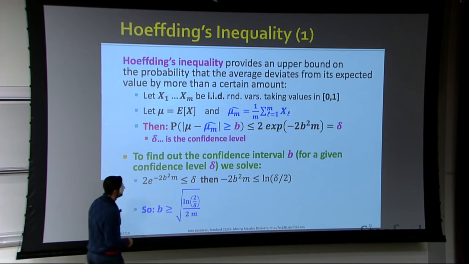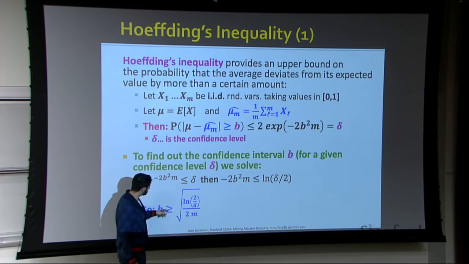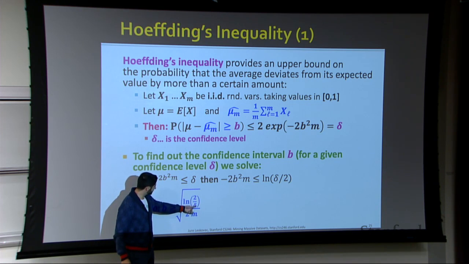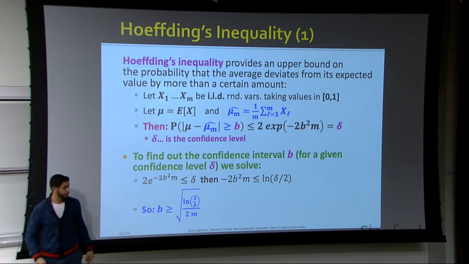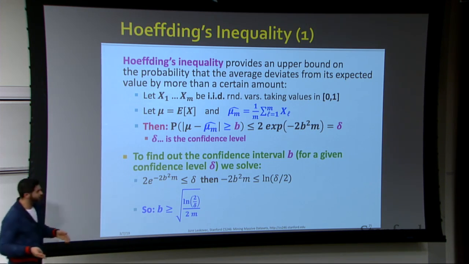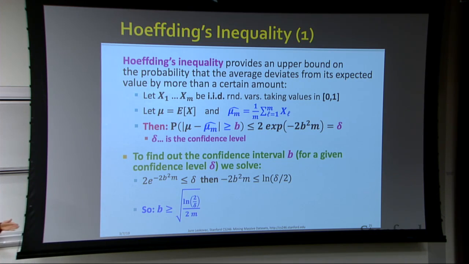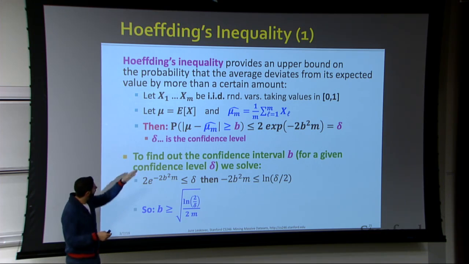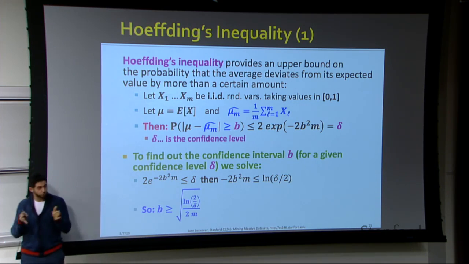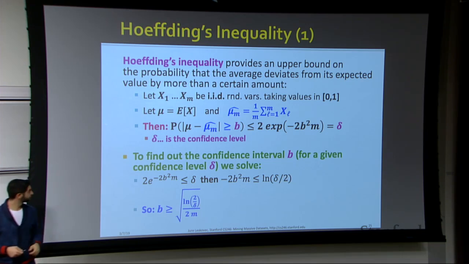for that probability. And similarly, the bigger is the confidence level that we have. So the bigger our quantity for delta, the smaller will be our b. So the more we want our confidence level to be high, the more our bound has to be strict, so that we have our mu and our expected mu as close as possible to each other. Questions until now?